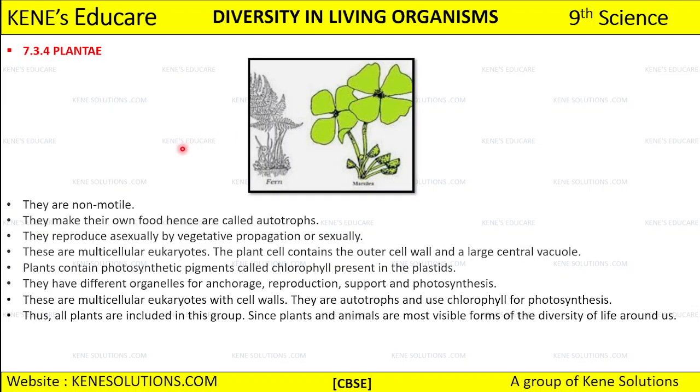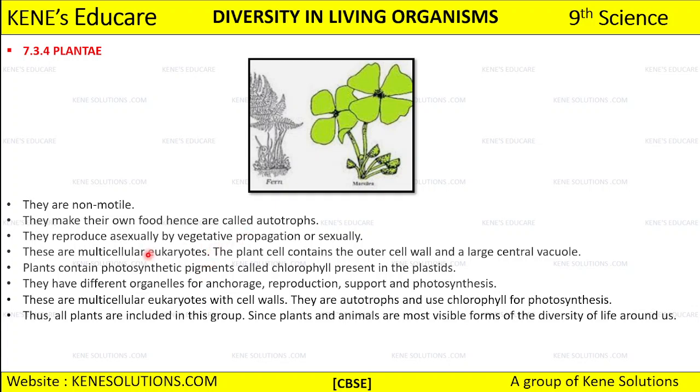After that, we have the characteristics of kingdom Plantae. All the plants in kingdom Plantae are non-motile. None of the plants moves. They make their own food, and hence we call plants autotrophs. And how do plants reproduce? They can reproduce sexually, and if asexually, they use the vegetative propagation method.